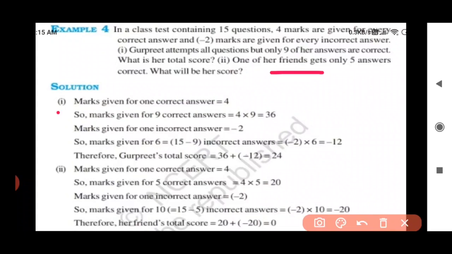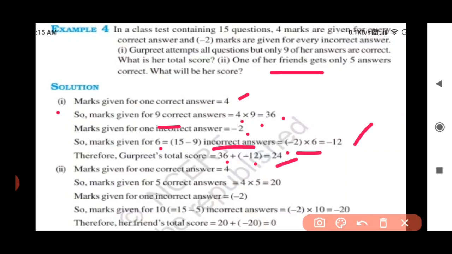Subdivision 1. Solution. Marks given for one correct answer is 4. So marks given for 9 correct answers is 9 into 4, 36. Marks given for 1 incorrect answer is minus 2. So 15 out of which 9 are correct answers, the remaining 6 are incorrect answers. Minus 2 into 6 is minus 12. Therefore, Gurpreet's total score is 36 plus minus 12 equal to 24. The total score is 24.